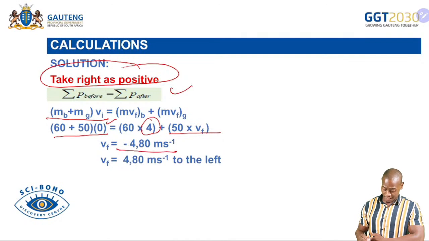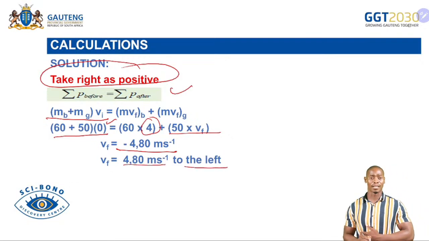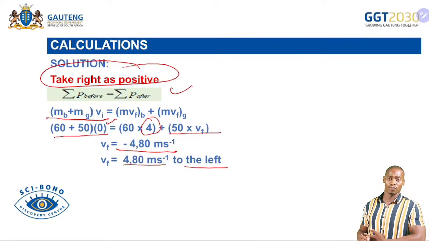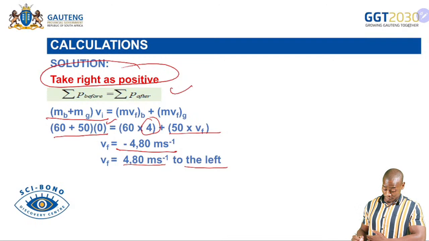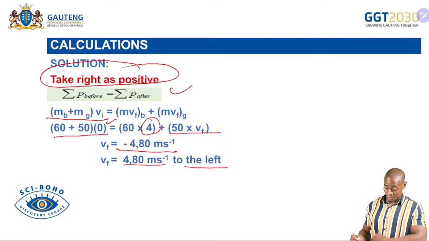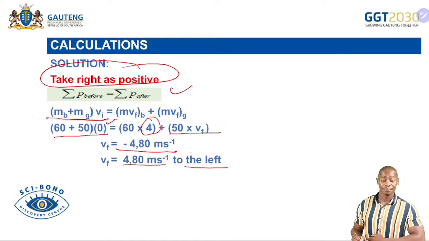So we got negative there, which means that the final velocity of the girl will be 4.8 meters per second. In which direction? To the left. Why to the left? Remember, we took right as positive. So since our answer is negative, it means that the direction of motion of the girl will be to the left. All right.